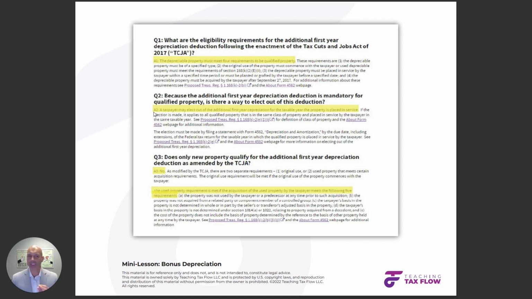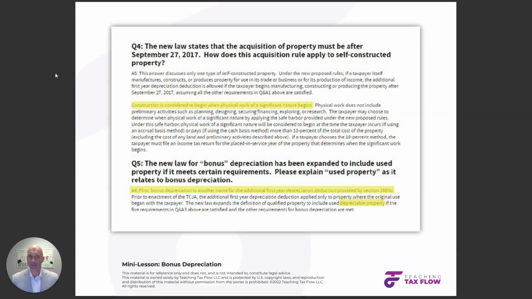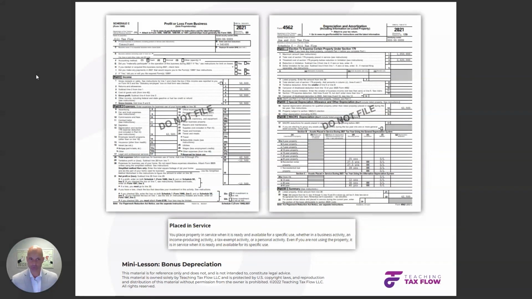It doesn't have to be new property. It could be previously owned property. That's question 3. Questions 4 and 5 really talk about when you self-construct a property, and also bonus depreciation just being another name for additional first-year depreciation. Again, I know slides 2 and 3 are real wordy. That's why I said pause the mini lesson if you need to really dive in. But understand that the Tax Cuts and Jobs Act of 2017 completely changed how we look at bonus depreciation and its use.